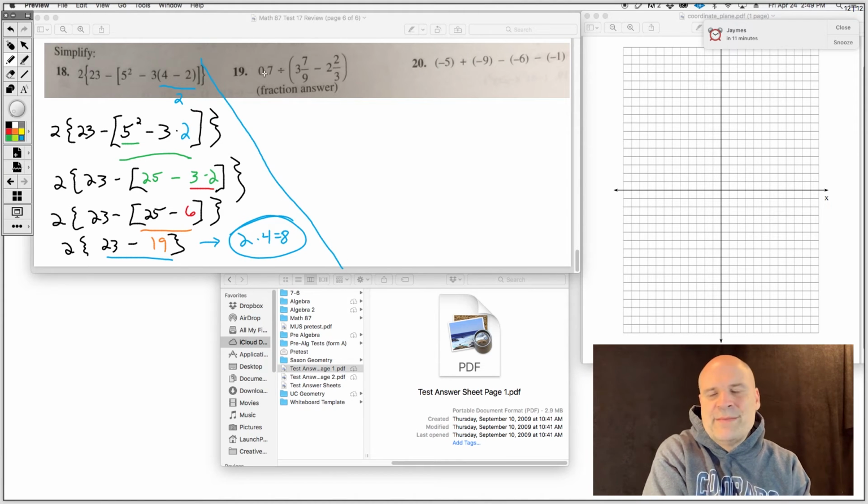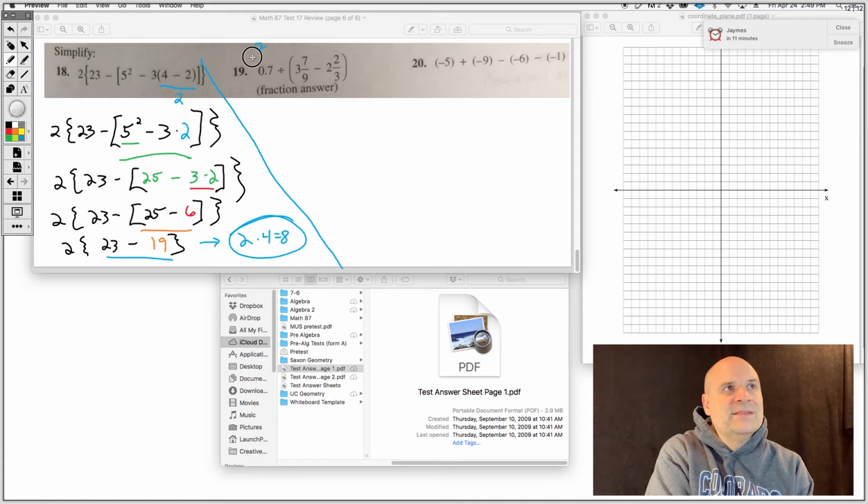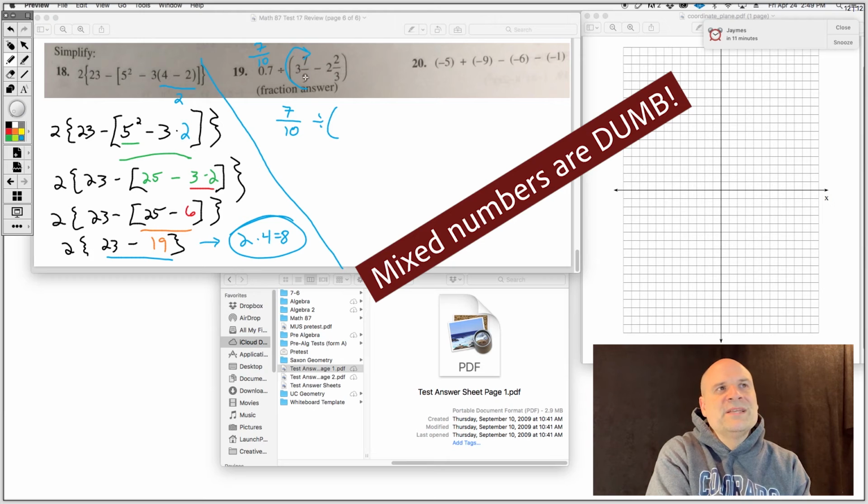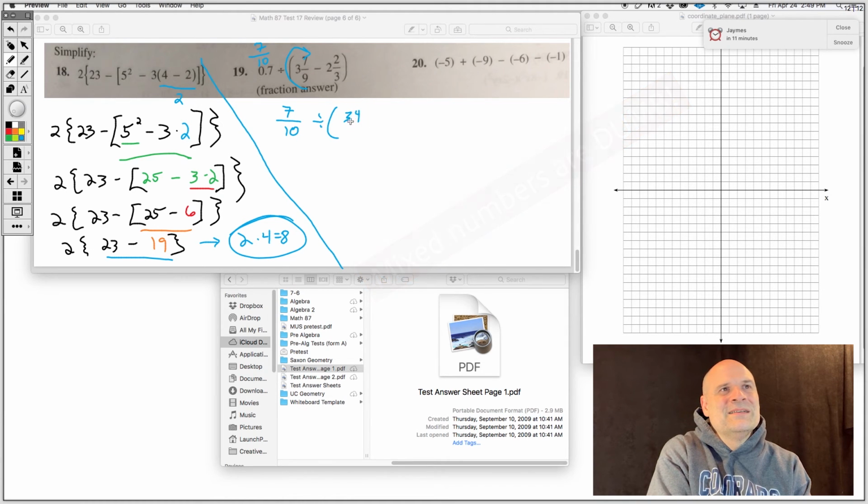to a fraction. How do you say 0.7? Well, 7, and what place value does that end in? The tenths. So this is just 7 tenths, okay? So we have 7 tenths divided by parenthesis. Let's change this to improper fractions, just because we can. 3 times 9 is 27, plus 7 is 34 ninths, minus 6 8/3, okay?